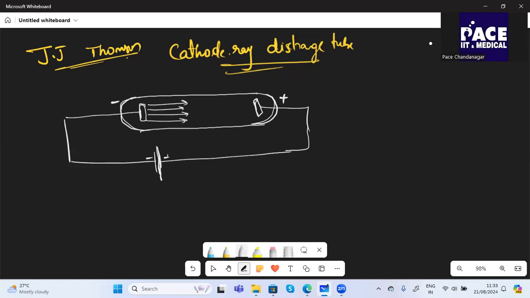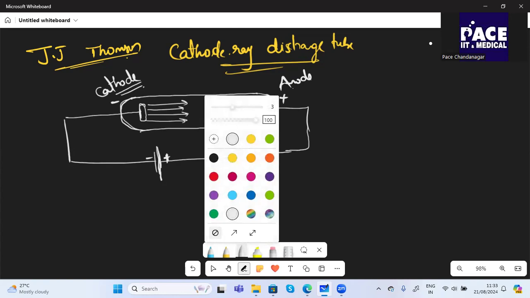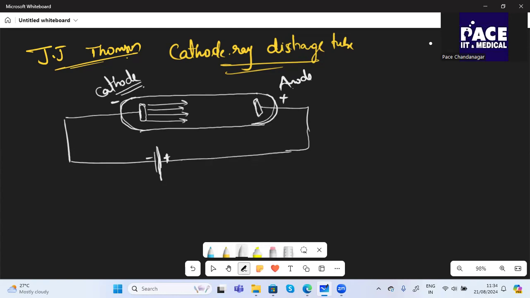This is your cathode ray discharge tube used for the production of cathode rays. This is cathode, which is your negative terminal of the battery, and anode, which will be your positive terminal, connected to the positive side of the battery we are using here. Now, there are a few conditions. There has to be one vacuum pump, which would evacuate all the gases from it initially.